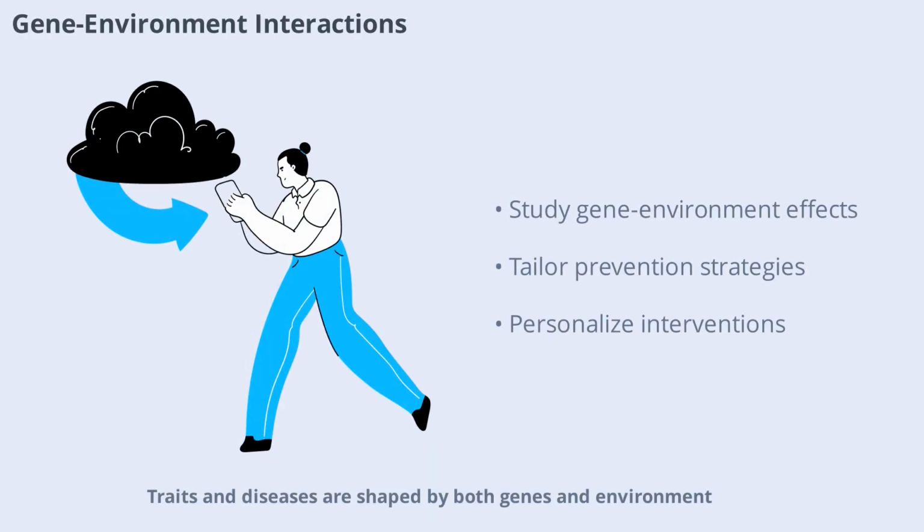Traits and diseases are shaped by both genes and environment. GWAS can help identify gene-environment interactions, where the effect of a genetic variant depends on lifestyle or environmental factors. Understanding these interactions is key to developing effective prevention and intervention strategies tailored to individual needs.